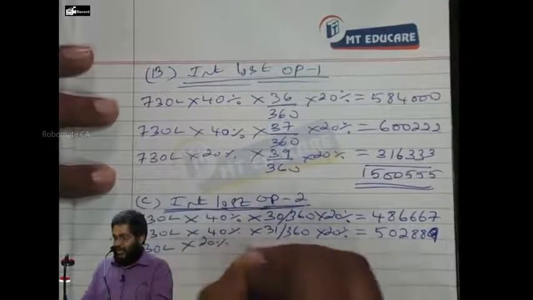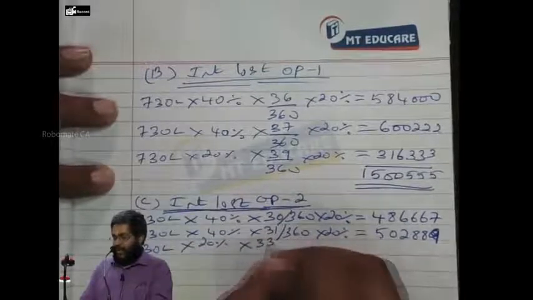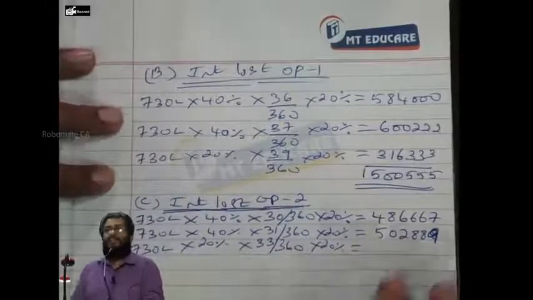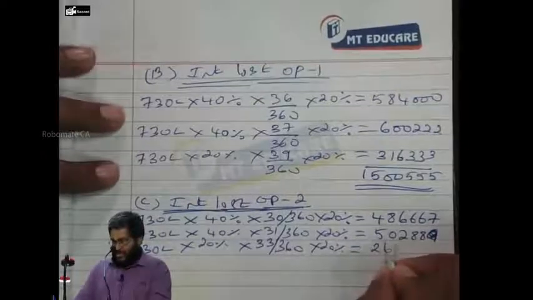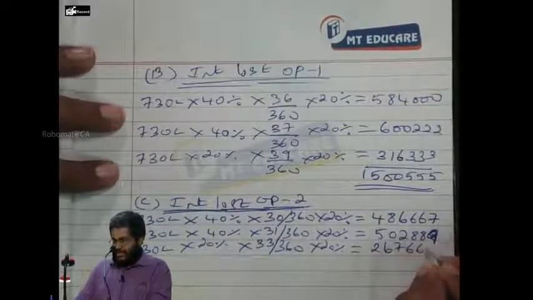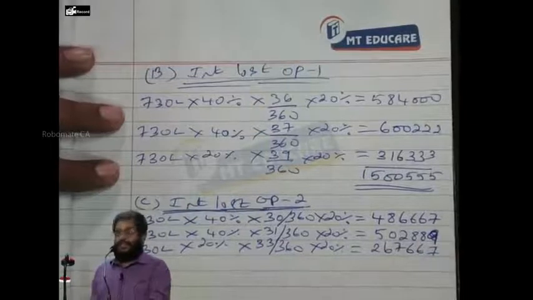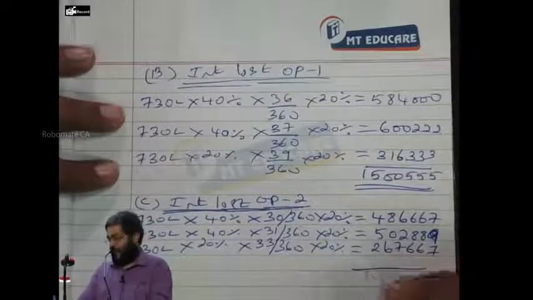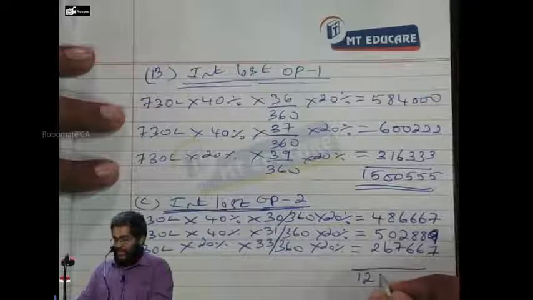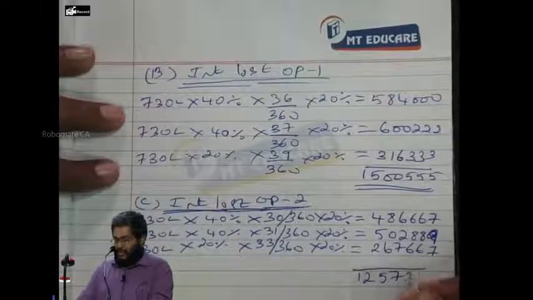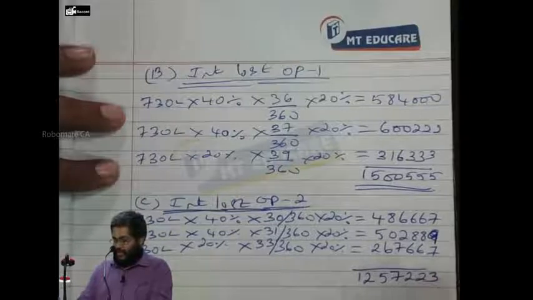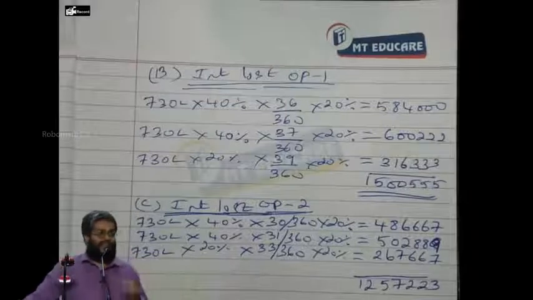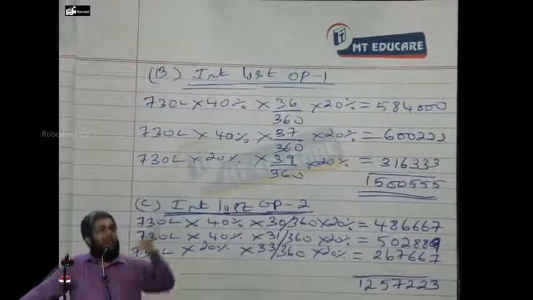Now next, 730 lakhs into 20% into how many days here? 33 days divided by 360 into 20%. I want the number. 2,67,667. Now, tell me the total in option two. What's the total? 12,57,223. I hope everybody is understanding it or not.